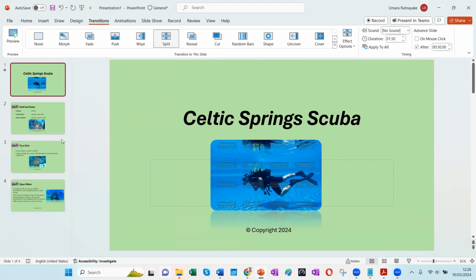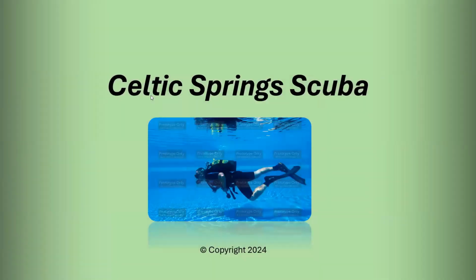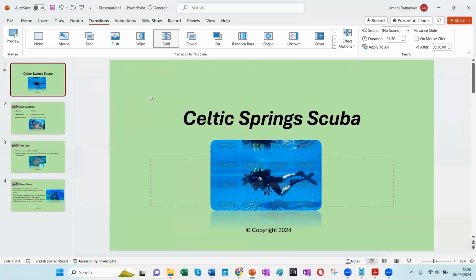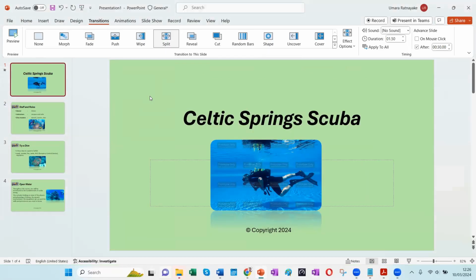And how are you going to test it? To test it, you need to play the slideshow. And if you play like this and wait for 30 seconds, you will see it automatically goes to the next slide. I tested it and it worked, right? And also this star sign here means that you have added a slide transition. And you can see that it is added to the first slide only.